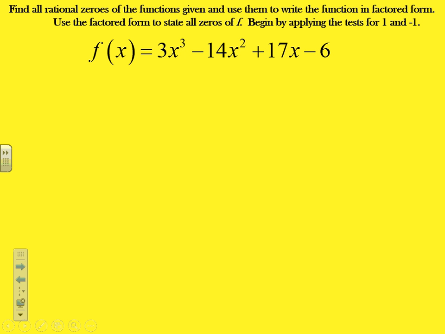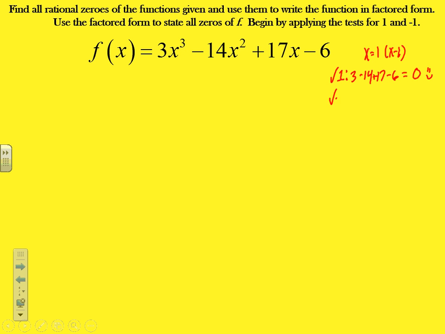So let's check for positive 1. So we're going to just take the coefficients, the 3, the -14, the 17, which is positive, and a -6. Add those all together, and we get 0. So that works. So that means x has to equal 1, and the factor would be x minus 1. So we have one of our factors.